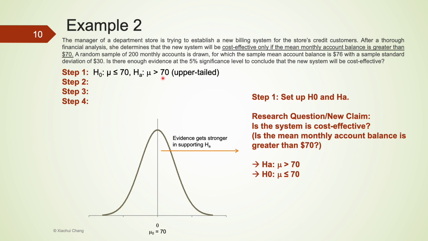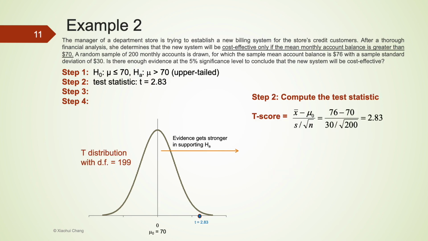This is the equivalent of testing whether it's cost-effective or not. Because the alternative is mu is more than $70, the null is going to be mu is less than or equal to $70. So this is an upper tailed test because the sign of inequality for the alternative is greater than, so it is an upper tailed test. Step 2 is to calculate the test statistic.